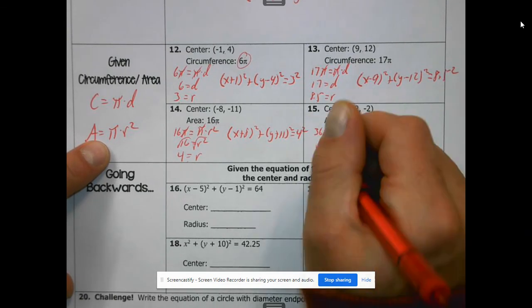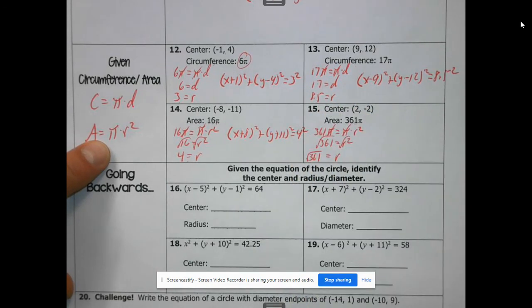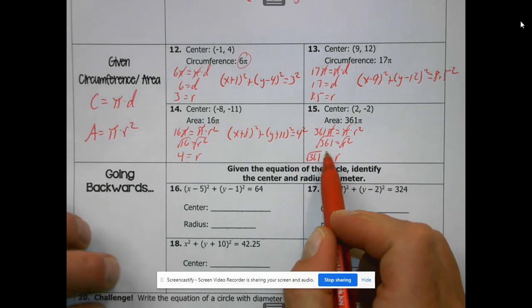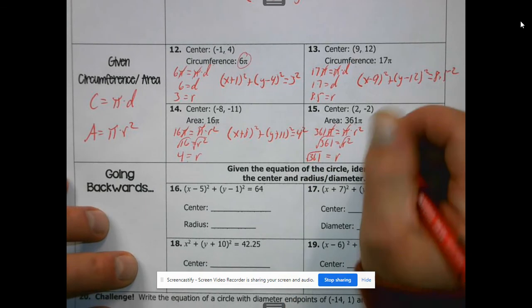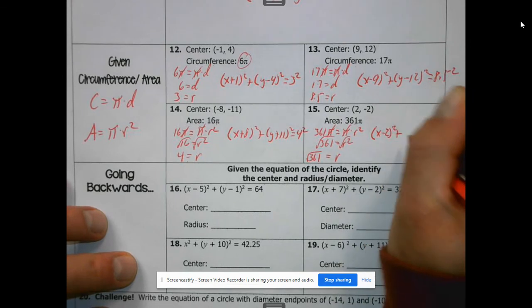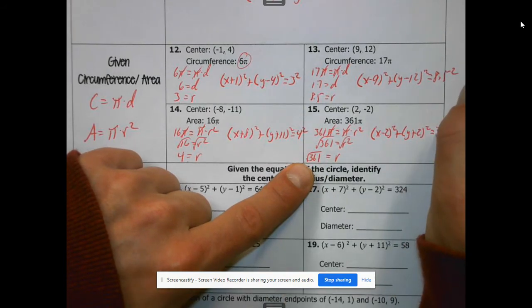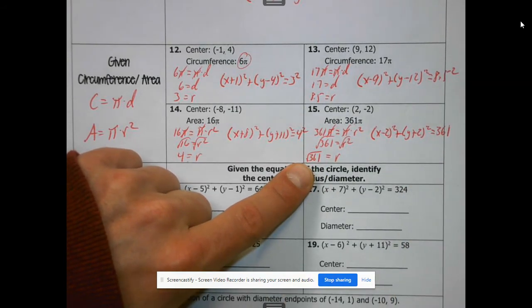And that does not come out nice. Just leave it as square root 361. Because remember, when I plug it in, the square and the square root cancel out, right? Equation, x minus 2 squared plus y plus 2 squared. Now when I square the square root, they cancel out, so it's just 361.